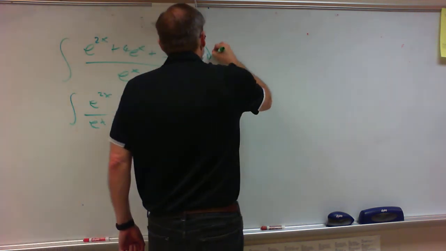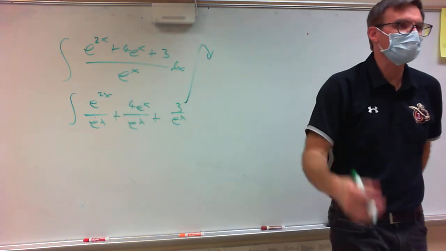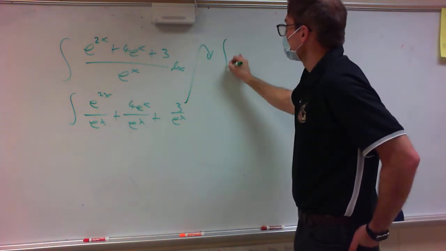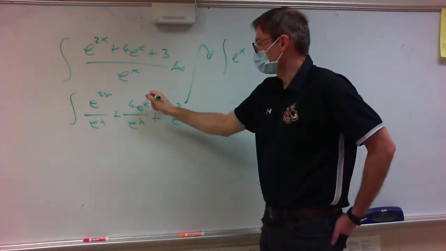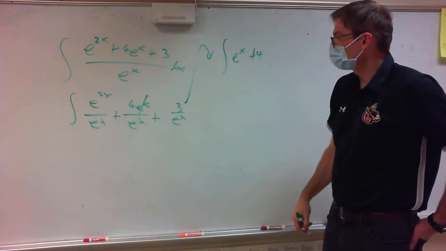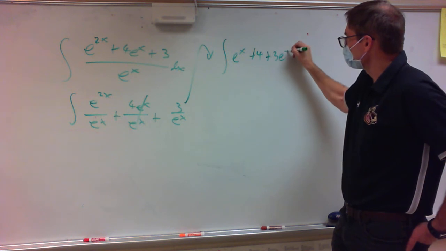All right, let's look at some algebra here. Well, e to the 2x over e to the x, what is that going to be? E to the x, because you subtract exponents. So that's going to give me the integral of e to the x. We okay, the e to the x is canceled there? So I get a plus 4, and then I'm going to rewrite this as plus 3e to the negative x.